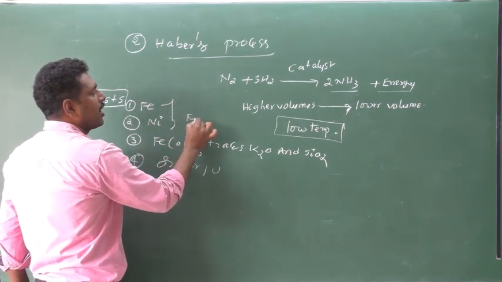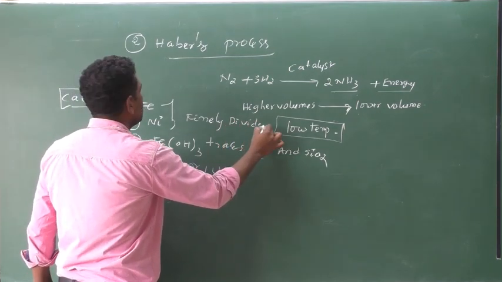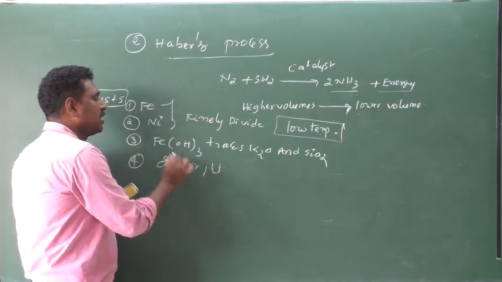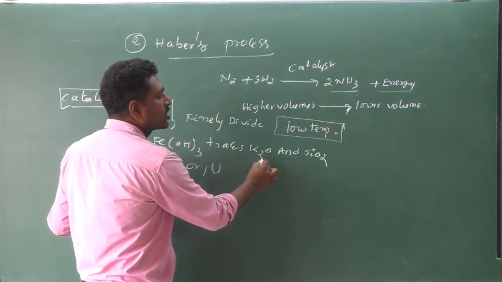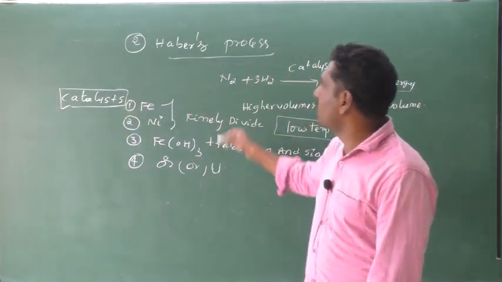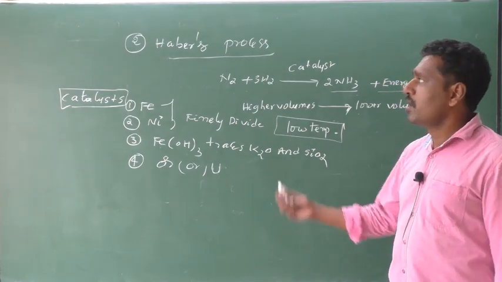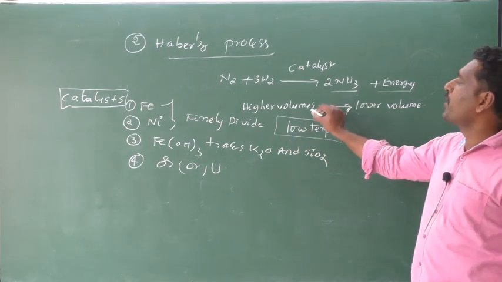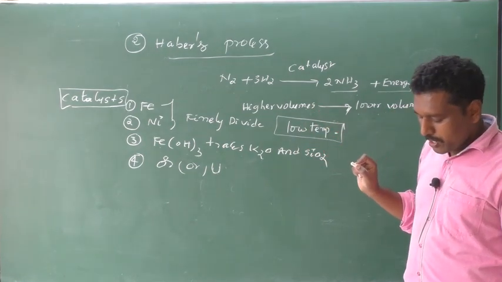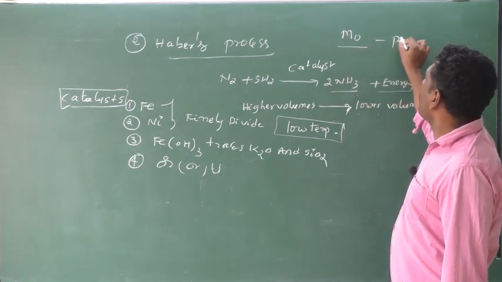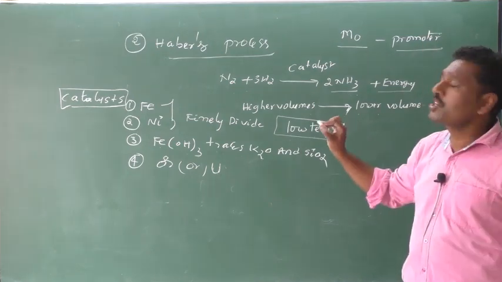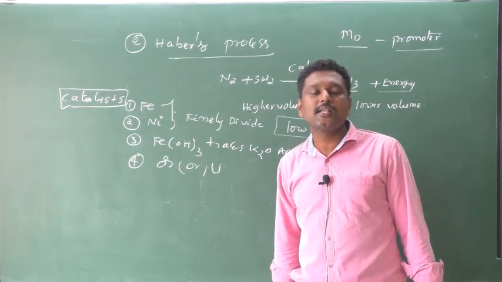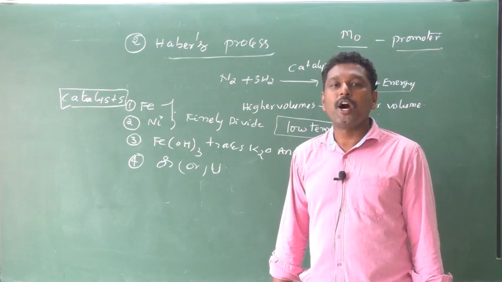So finely divided iron, finely divided nickel, finely divided osmium or uranium, and ferric hydroxide containing traces of potassium oxide and silicon dioxide are all used as catalysts in the Habers process. Any catalyst can be used to manufacture ammonia. One important point is that molybdenum, Mo, is used as promoter. What is the function of a promoter? It activates the catalyst. The substance which activates the catalyst is called a promoter. In Haber process, the promoter is molybdenum.